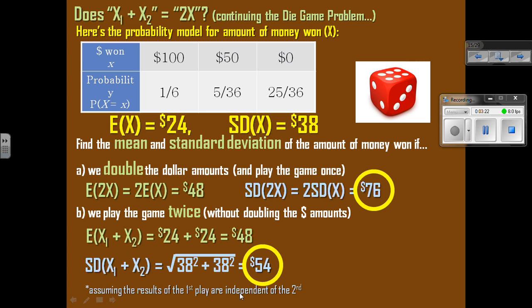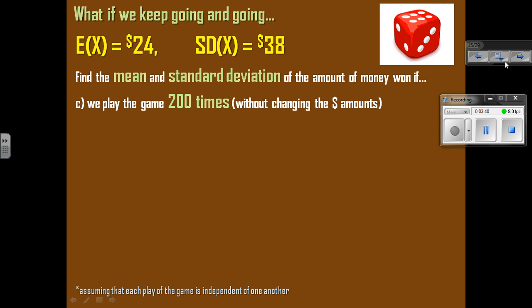And of course, for the standard deviation part of it, we have to assume that each play is independent, because when we're doing the 2 different random variables formula for standard deviation and variance, we have to know that they're independent, and that's important. Okay, so just for kicks, what happens if we play the game 200 times?